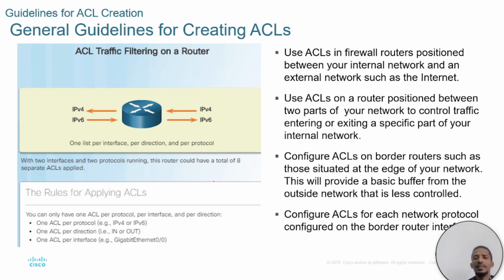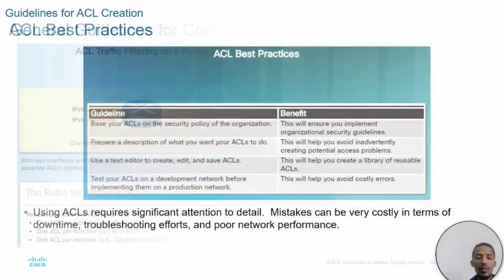So most of the time when you configure access control lists, they are configured on the firewall routers, which are positioned between the internal network and the external network. Most of the configuration that we are working on is usually configured at the border gateway routers. Usually at the edge of your network, we configure them on the border routers, which are an interface between the outside world and the inside world.